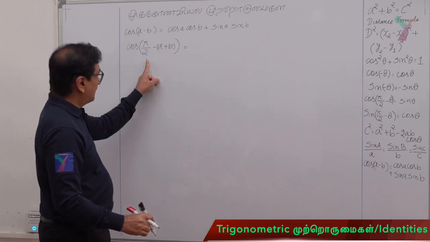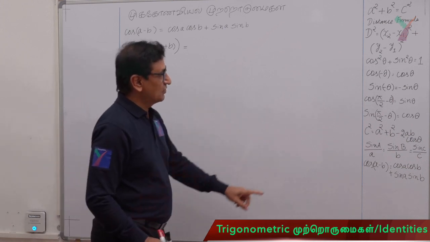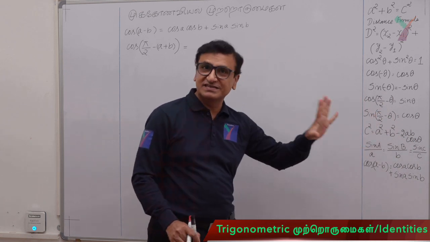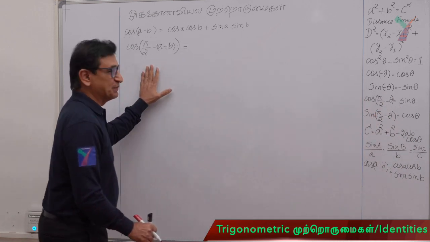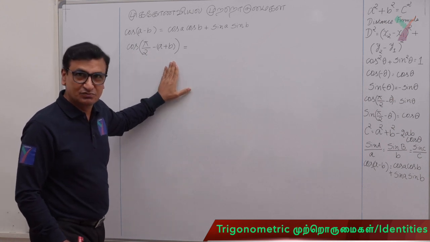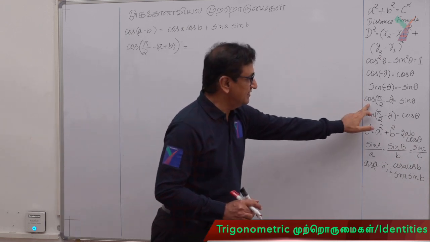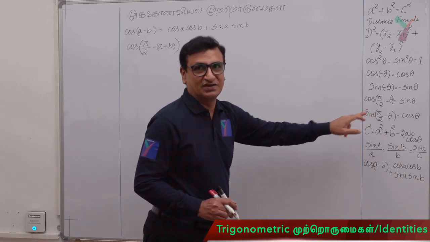cos(pi by 2 minus (a plus b)). We know cos(pi by 2 minus theta) is sin theta. கரெக்டா? அதை use பண்ணி இதை நம்ம எப்படி எழுதலாம்? cos(pi by 2 minus (a plus b)) would be sin(a plus b). கரெக்டா? Because we are using the complementary angle formula here.